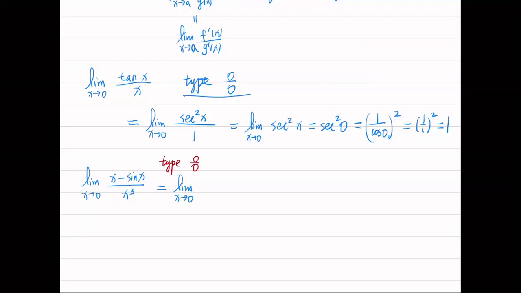Let me know when you finish the first step. Derivative of the numerator, what do you have? What's the derivative of x? Derivative of sine x. So it's 1 minus cosine x. And the denominator: x squared times 3.